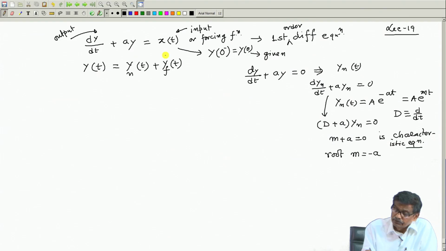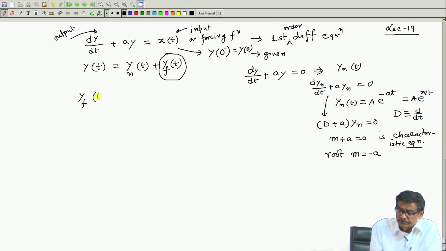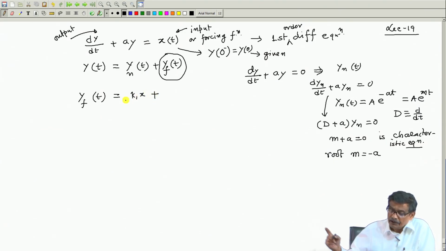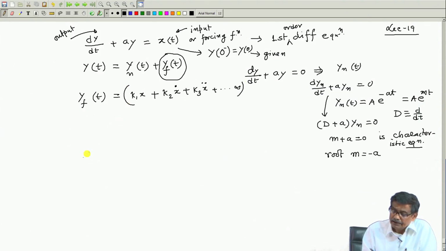Anyway, so that is the thing. Now, the question is, what should be the nature of y_f(t)? The nature of y_f(t), we have seen, will be a linear combination of x(t), that is k1 x, k2 x dot, k3 x double dot, and its higher order derivatives up to infinity, a linear combination of the forcing function and its higher order derivatives. This will be the nature of y_f(t).